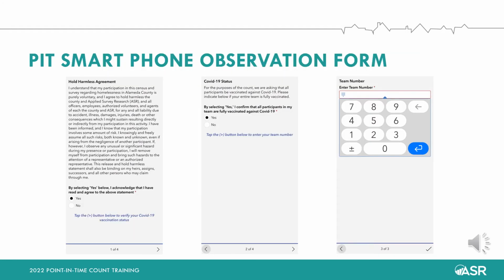When you first open the survey, you will be prompted with the Hold Harmless agreement. After reading the agreement, you must select Yes and move on to the next screen by using the arrow button located in the bottom right corner of the survey.